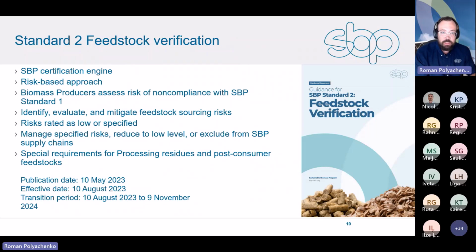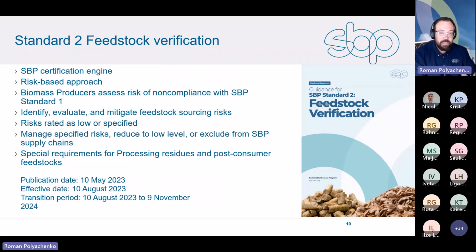So standard 2 is probably the core standard in the whole framework, so to say, our scheme's engine. Certification scheme applies risk-based approach, where biomass producers assess the risk of non-compliance against the principles and criteria of standard 1 when deciding which feedstock to source for biomass production. So using this standard, biomass producers will identify, evaluate, and adequately manage the risks of sourcing feedstock where there is a risk not to comply with criteria in standard 1.